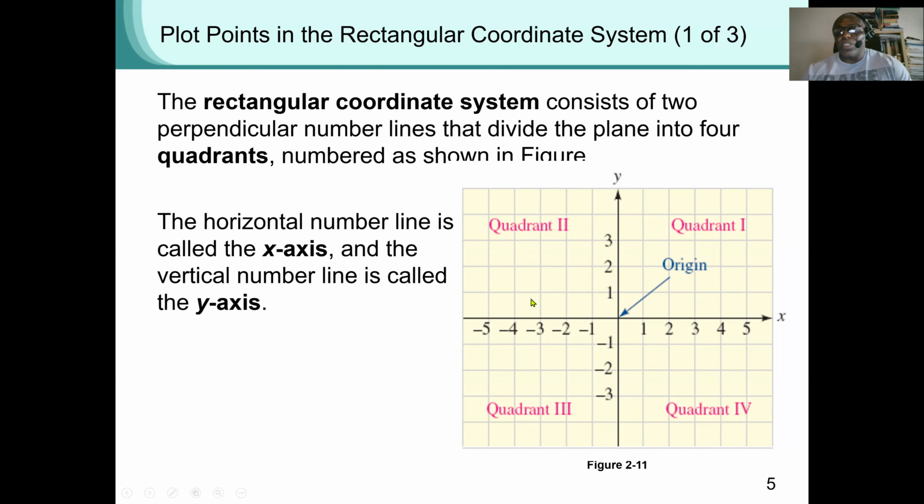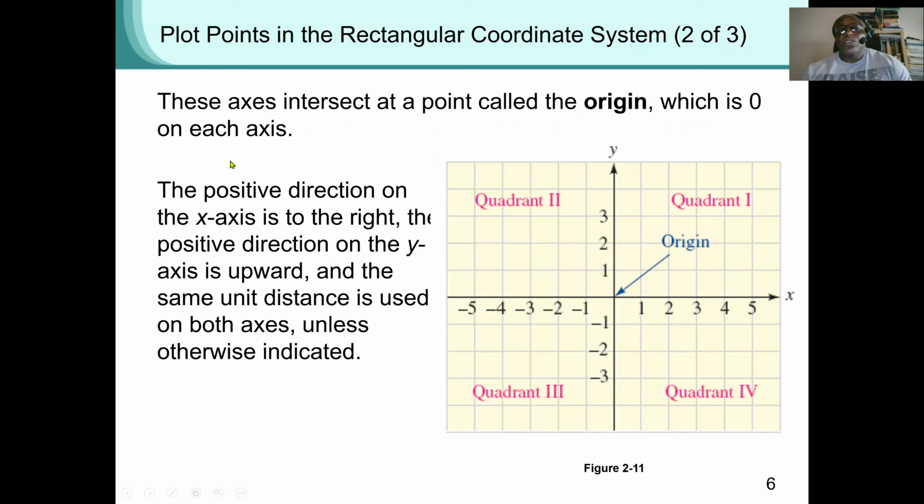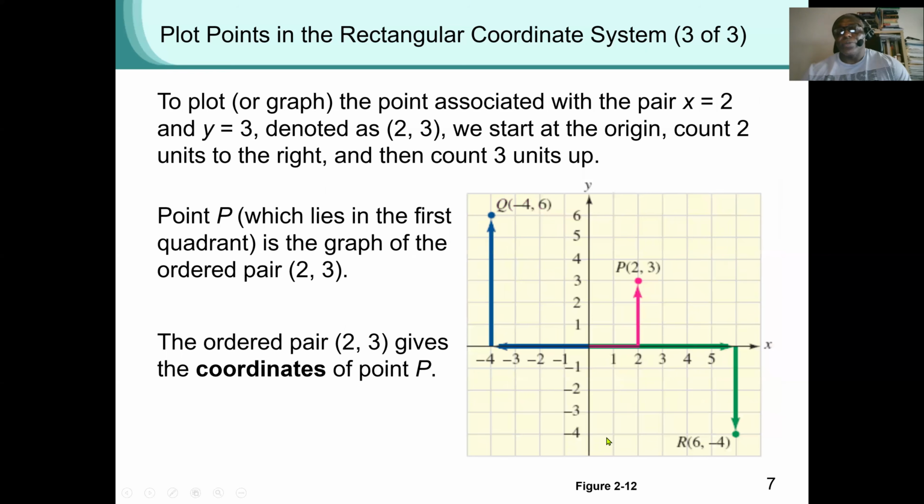So if we have the idea of this now, we should be able to plot any points on the plane, or on the rectangular coordinate system. Again, the axes intersect at a point called the origin, which is 0. The positive direction on the x-axis is to the right, and the negative is to the left of the origin. The positive on the y goes from the origin to the top, and negative goes from the origin down.